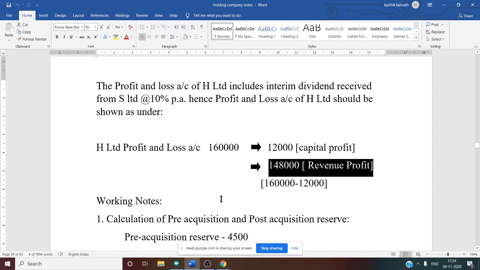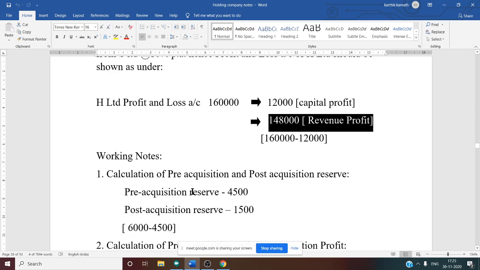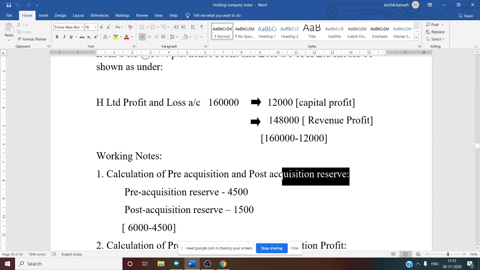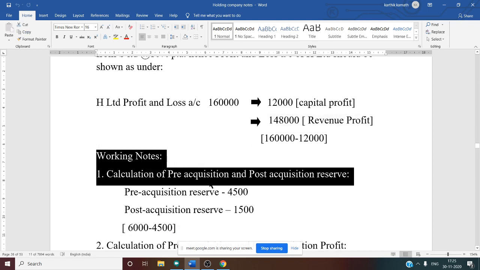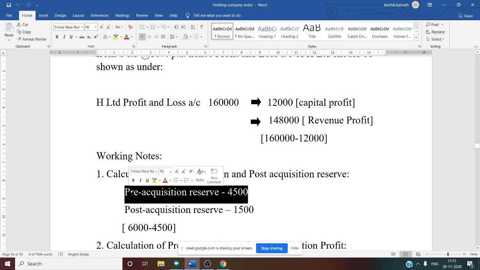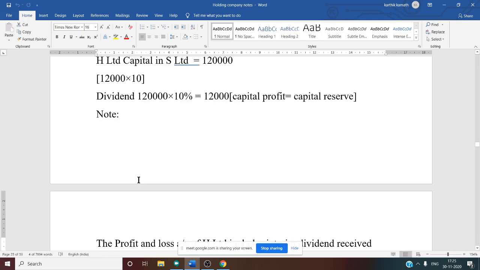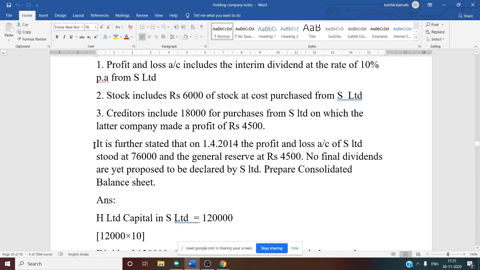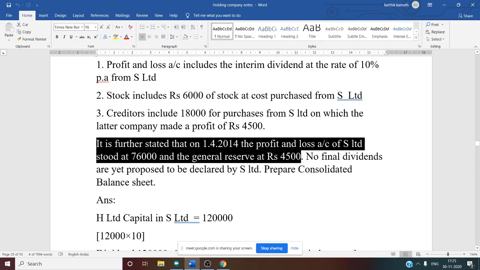Yes, after this, as usual, we have to do all the working notes. So the first working note of this problem is calculation of pre-acquisition and post-acquisition reserve. If you see, pre-acquisition reserve is given in the adjustment. So let us see the pre-acquisition reserve. What is the pre-acquisition reserve given in the adjustment? 4,500. See this. 4,500 is the pre-acquisition reserve, which means we want the total reserve of the subsidiary company.